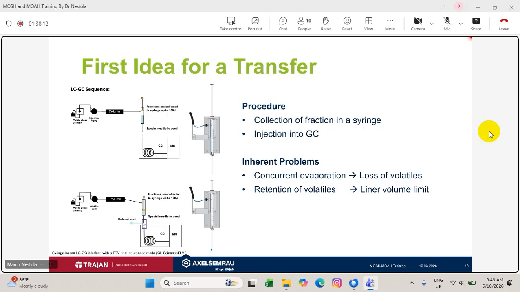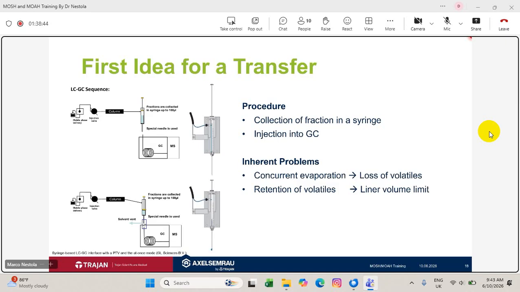The first idea here was, we take our HPLC column, we connect it to a syringe that can be closed and opened, and we inject it into the optic, and we are evaporating. That's then the so-called speed controlled injection. So we have a controlled speed. We are dripping into the liner, we are evaporating, we are getting a chromatogram.